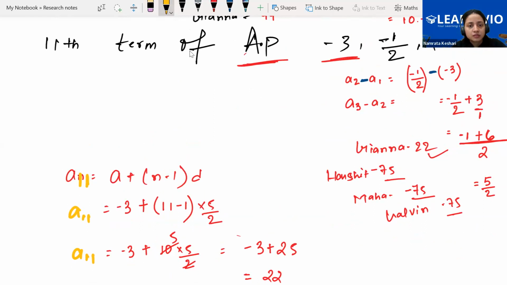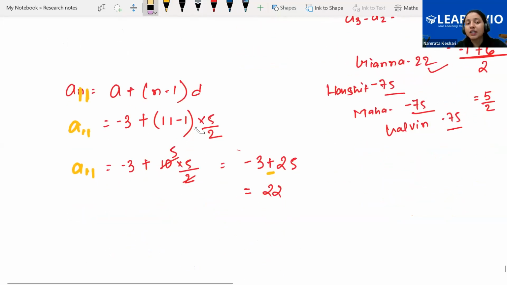Ma'am, actually, I put the multiplication sign over it. Minus 3 into 25. Okay, so everyone has done the same. Or with the common difference, you were not getting 5 by 2. Okay, no worries. This is how we will be finding the 11th term.